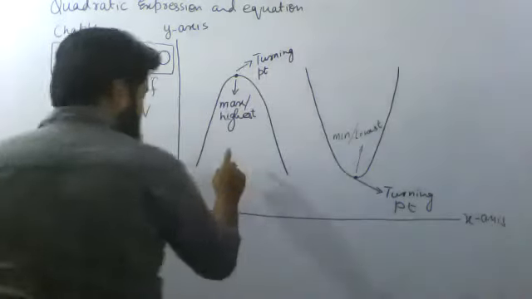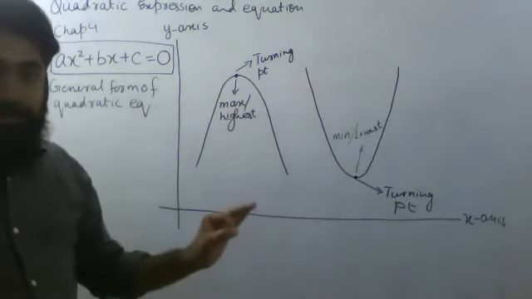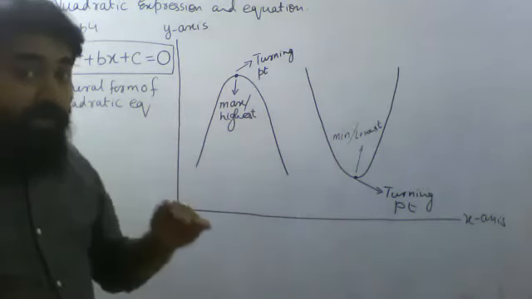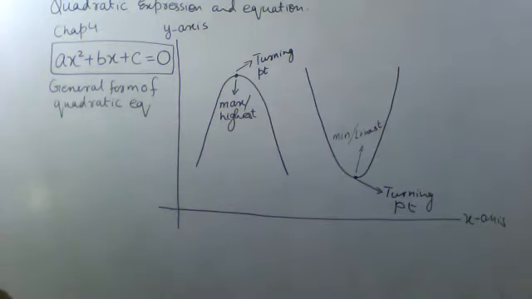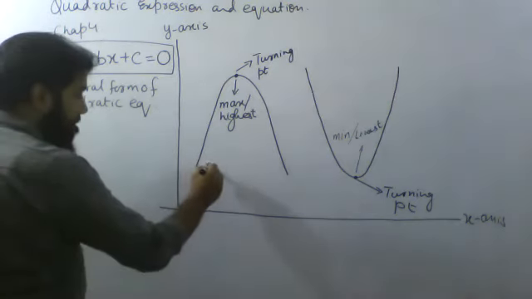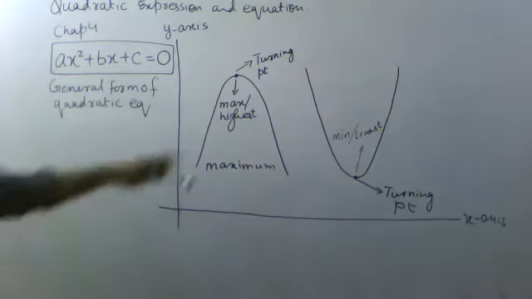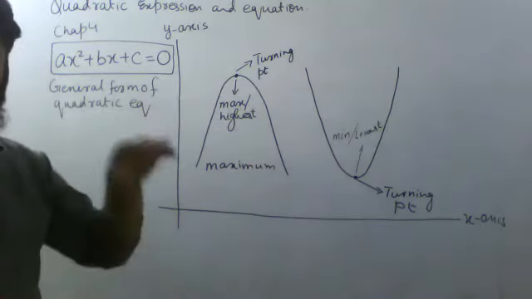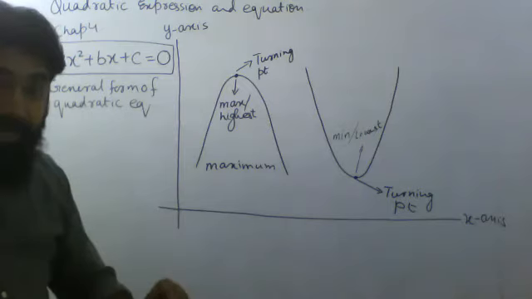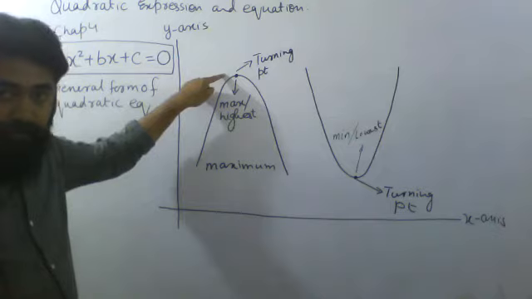So this curve, where the turning point has got the maximum value of y, we call this curve a maximum curve. This curve where the value of y at the turning point is highest, we call a maximum curve, based on the value of y at the turning point.